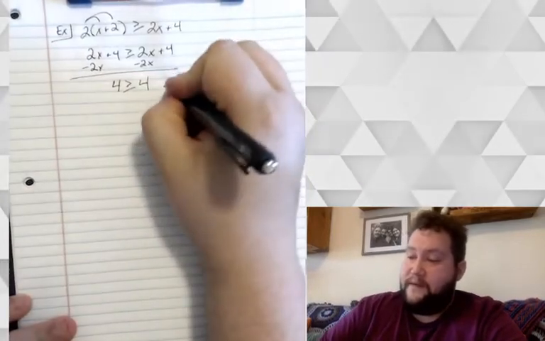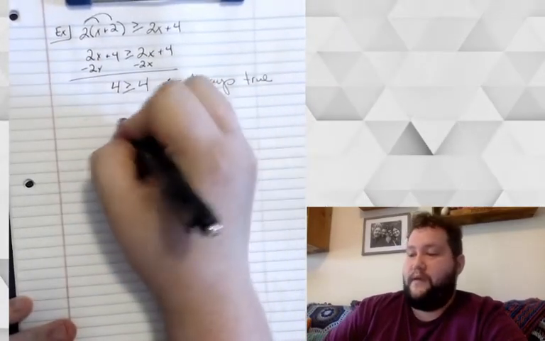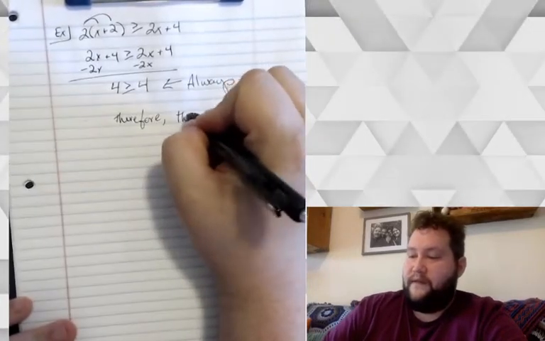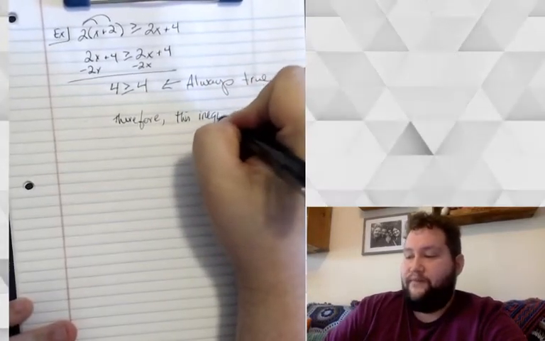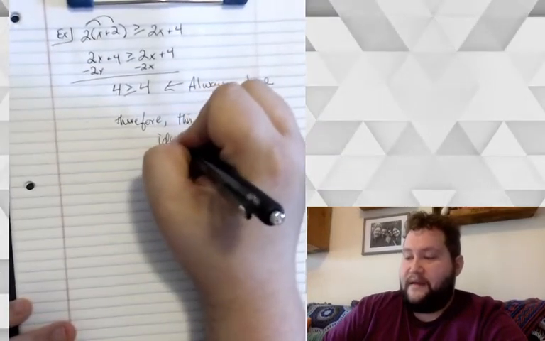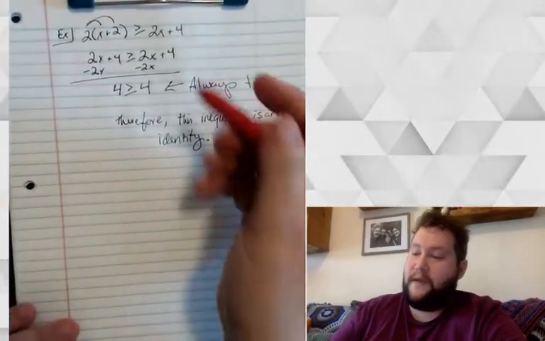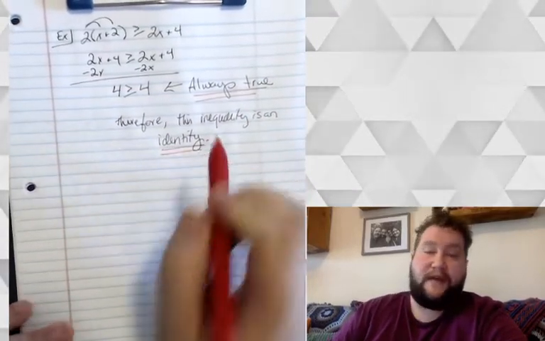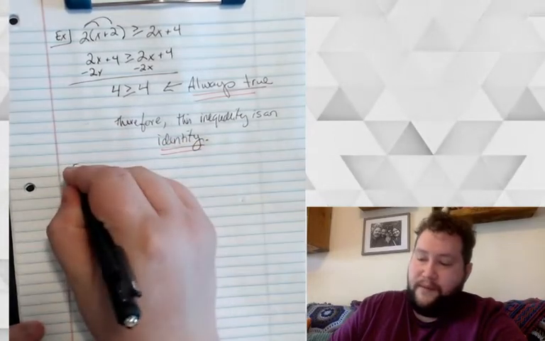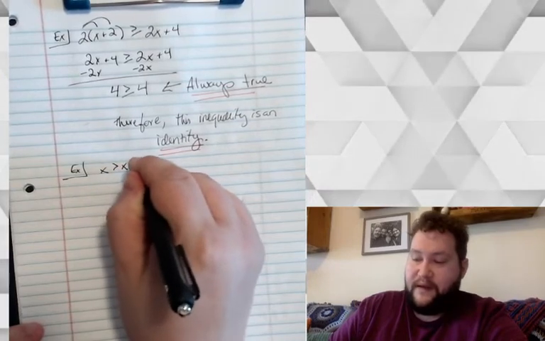So this is always true. Therefore, this inequality is an identity. So because always true, we have identity. And then one more example, and these are actually among the least interesting examples we'll do today.